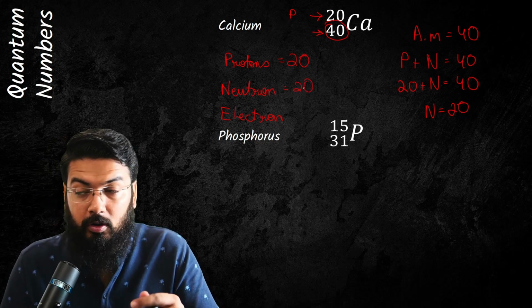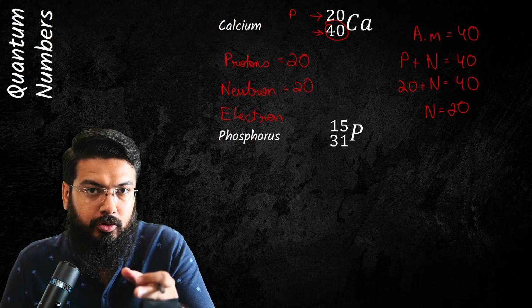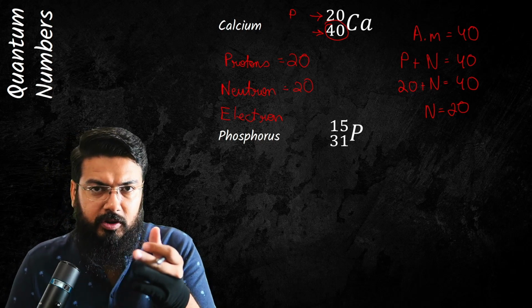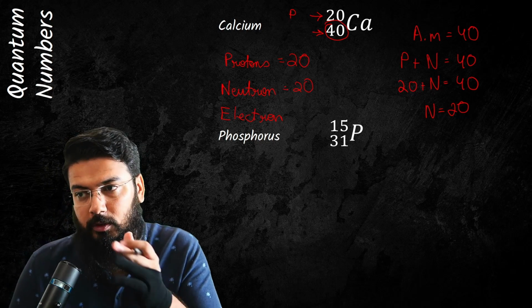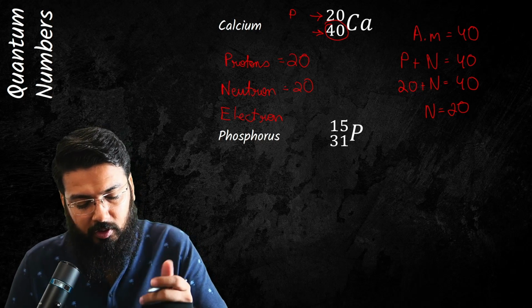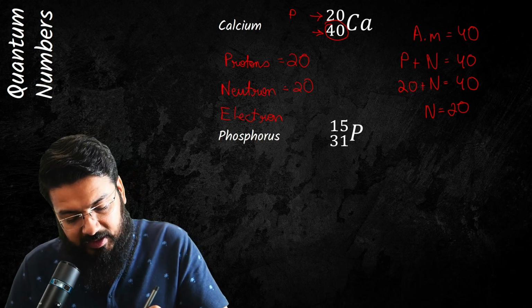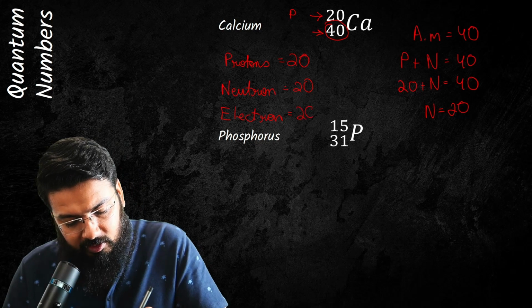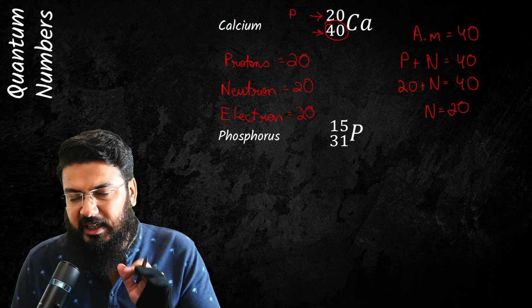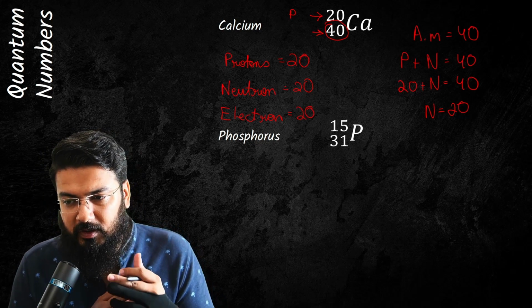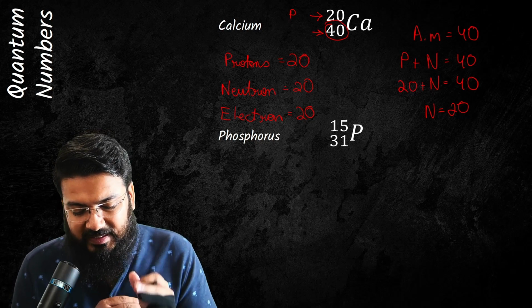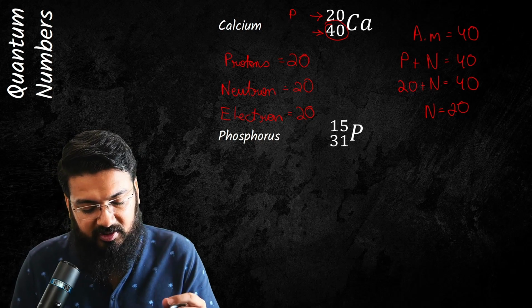How many electrons? Again, considering a neutral atom, your positive charges and negative charges have to be equal. So equal number of protons and electrons. So how many electrons do we have? We have 20 electrons as well. Now in ions, we can have a different number of electrons to the number of protons. But again, that's for another video to discuss.